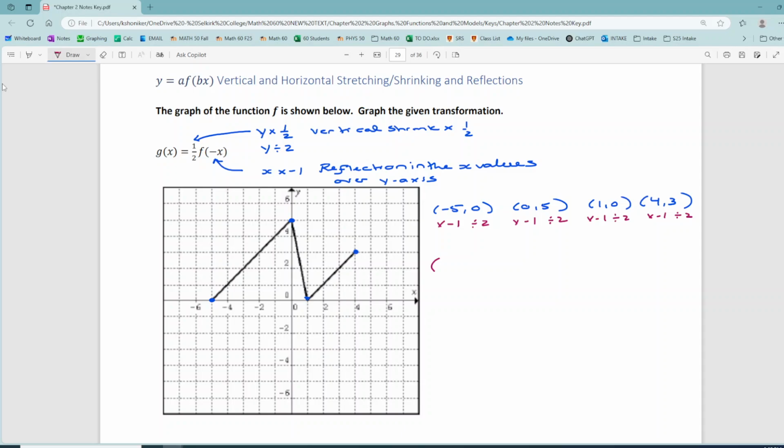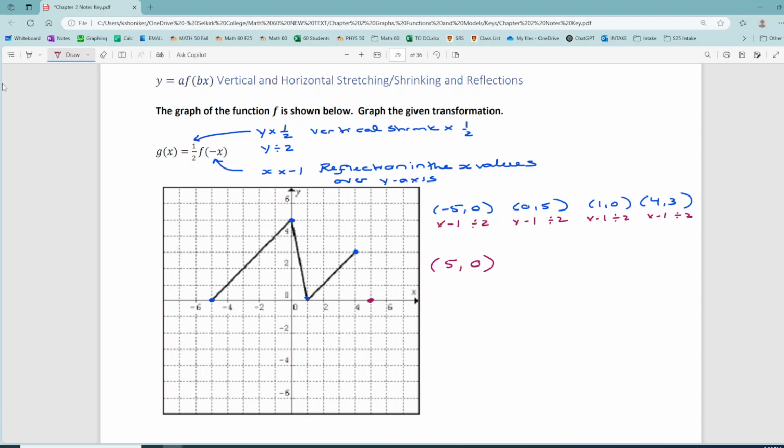So this point here at -5, 0, we're going to multiply the x value by -1 to make it a +5, and then 0 divided by 2 is still 0. So you could even go through and do that. Instead of having this point at -5, 0, it's getting reflected, and it's going to be over here at +5, 0.